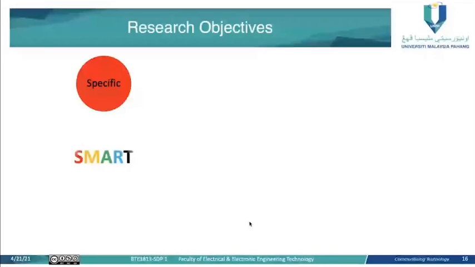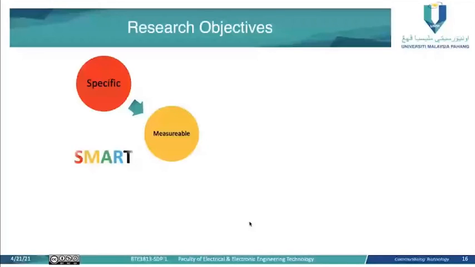M is for measurable. So at the end of your SDP 2, we can measure your objective. If you say to design a system, that means the output will be a system design. If we say to fabricate a system, the output will be a fabricated system. If we say to evaluate a system, the output will be the results of the evaluation of the system. So it should be measurable.